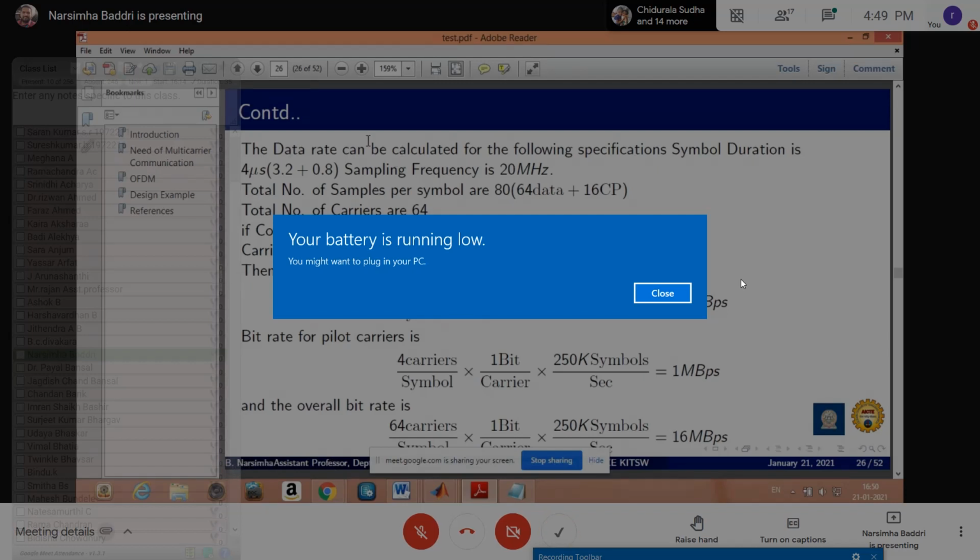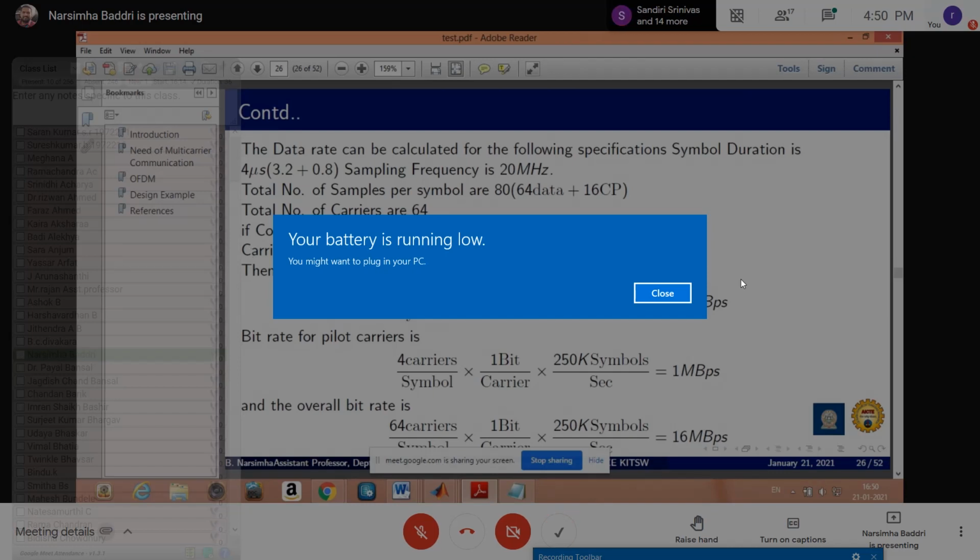The given two parameters are bandwidth and the number of carriers. The total number of samples per symbol is 80, out of which 64 are data samples and 16 are cyclic prefix samples. The total number of carriers is 64. If the constellation is BPSK, there will be 1 bit per subcarrier. Each symbol carries 1 bit.